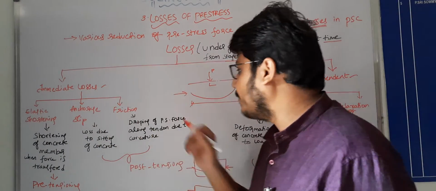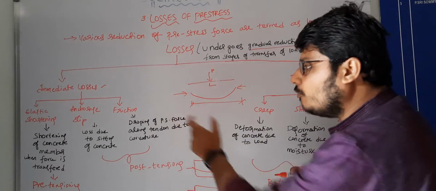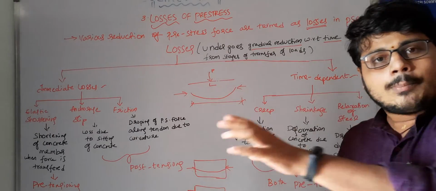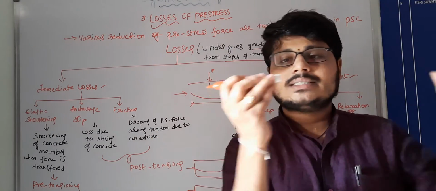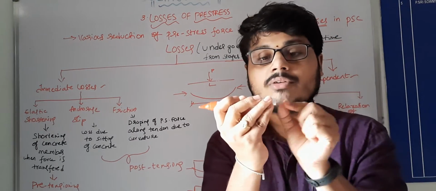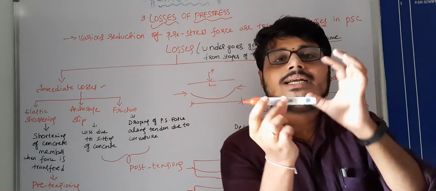Next one, friction. Friction is the dropping of pre-stressing force along the tendon. When force is applied suddenly to the tendons, there may be some frictional force between the beam and the tendons.